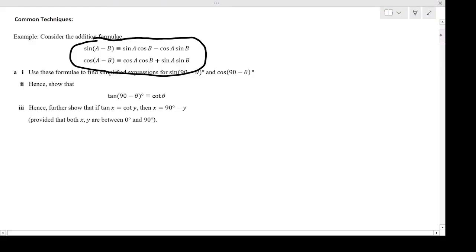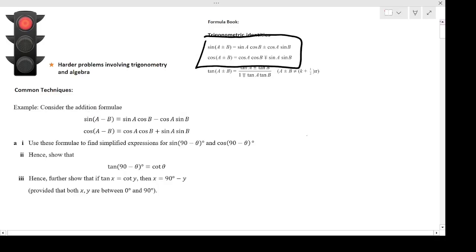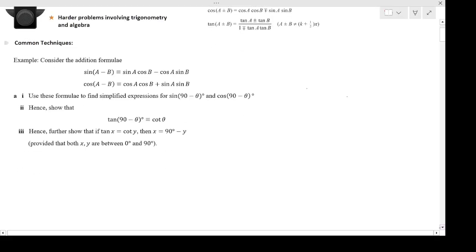And again, that is in the formula book. They're not written as nicely as that, but they're in the formula book. So you don't need to memorize them really, but there we are. Right, so these formulas exist. The first part wants me to use these formulas to find a simplified expression for sine of 90 minus theta and cos of 90 minus theta. So we're just going to apply these formulas.